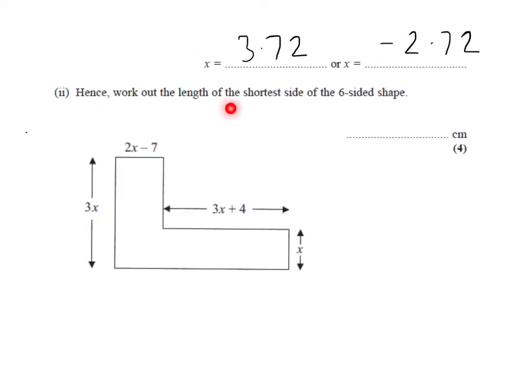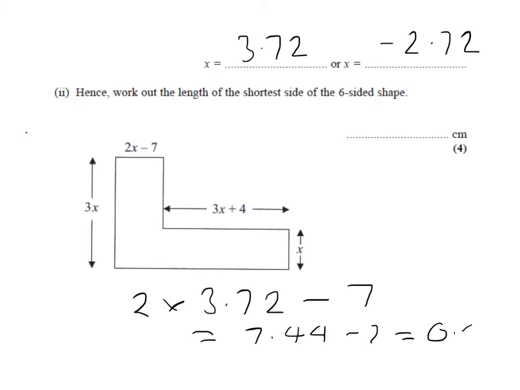So hence, work out the length of the shorter side of the six-sided shape. Well, we can only take positive lengths, so 3.72. It's not going to be 3 times 3.72 or 3 times 3.72 plus 4, so it's going to be 2x minus 7 or x. So is 2x minus 7 smaller than x? And you'll find out it is if we do 2 times 3.72 and then subtract 7 when we get the answer. So we get 7.44 minus 7. So the smallest side is 0.44.